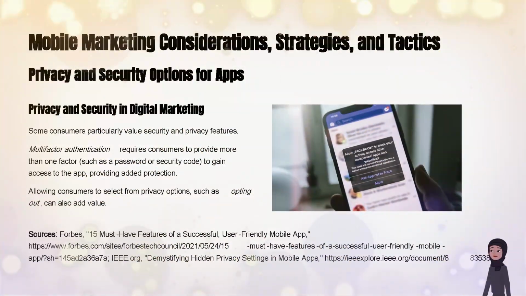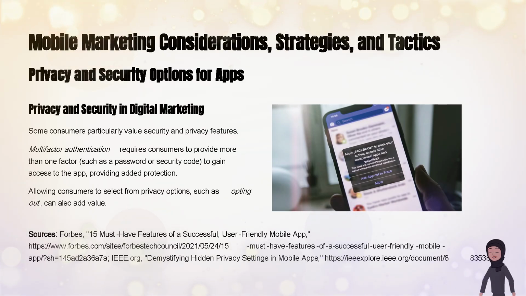As mobile apps collect and use consumer data, privacy and security become important parts of the app experience. Some consumers place high value on knowing that their information is protected and that they have control over how it is used. One example is multi-factor authentication. This requires users to provide more than one factor, such as a password and a security code, before accessing the app. This extra step can increase protection and build trust.